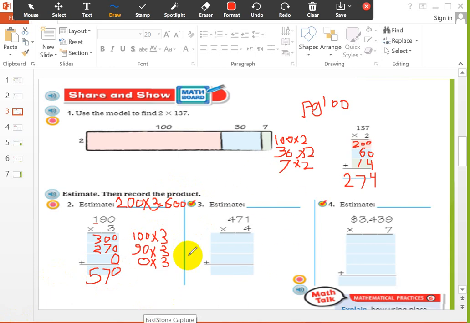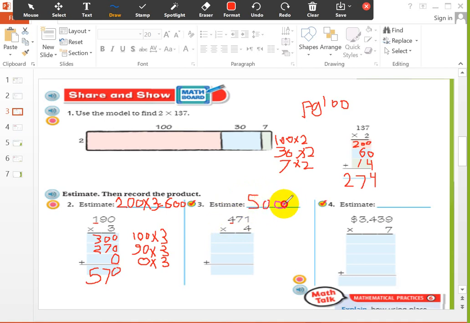Let's do number 3. First thing, I want to estimate the answer. So I want to round the larger number to the nearest hundreds. This is the hundreds. Before the hundreds, what do I have here? I have 7. Okay? 7 is greater than 5. Thank you, Lana. That means I have to add 1 to the hundreds. So 4 plus 1 equals 5. So it will be 5, and the digits before it will be 0.